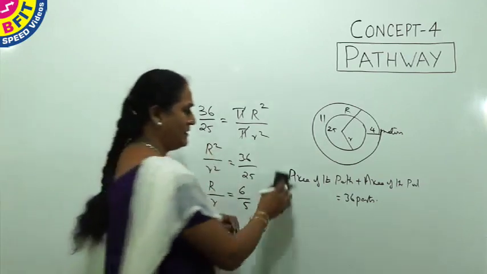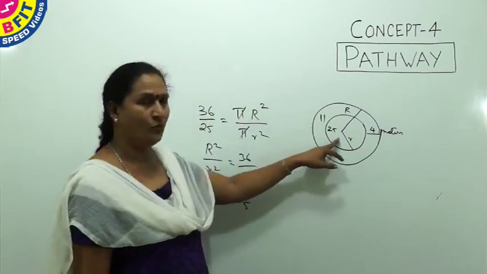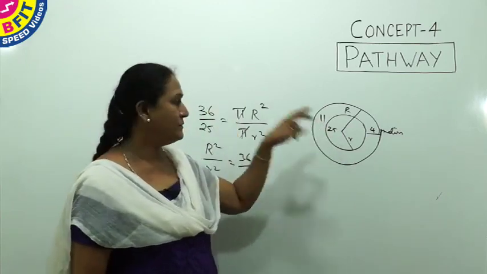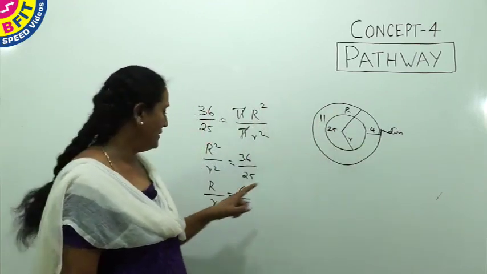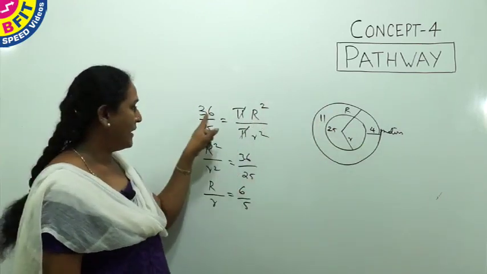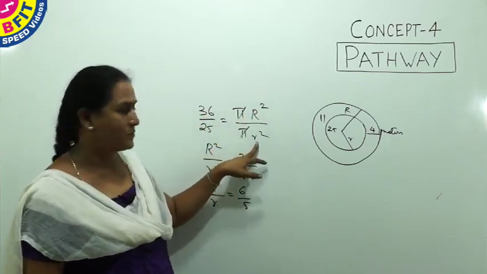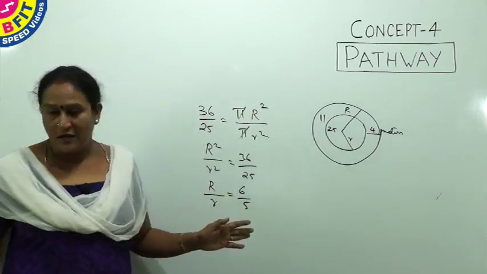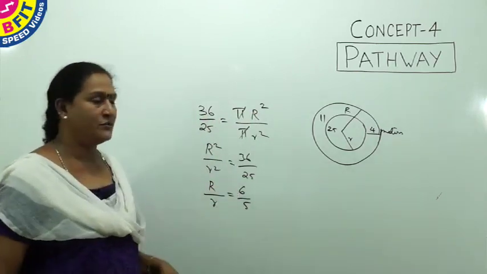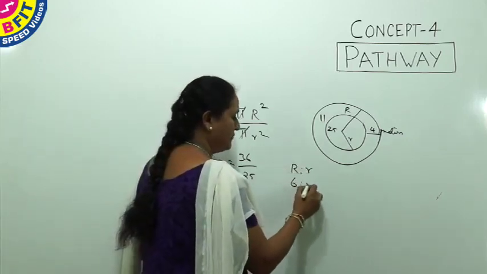So here, as the detail given is the area of the path is 11/25 times the pool, the path is 11 parts, the pool is 25 parts. The bigger circle is 11 plus 25, 36 parts. So pi R square, capital pi R square is 36 and pi into small r square is 25. So taking the subduplicate ratio, we have got the ratio of radius as 6:5. So R is to r is 6:5.